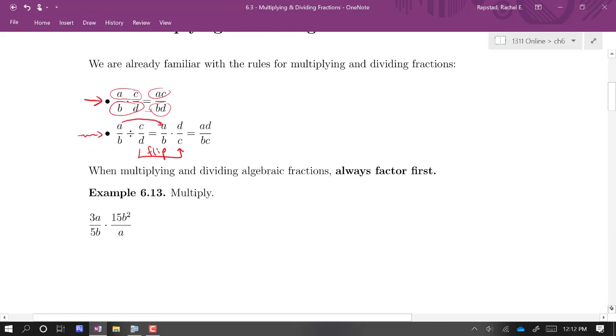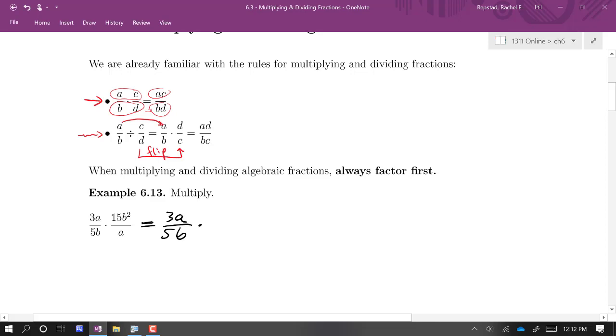We always want to factor first. In the first example, in 6.13 here, there's no factoring to do, right? Everything is really written as a product. So all that's left, all that we need to do is cancel common factors. How many steps you include in this problem is probably up to you a little bit, but I'm going to try to be really clear about how I'm getting my results here.